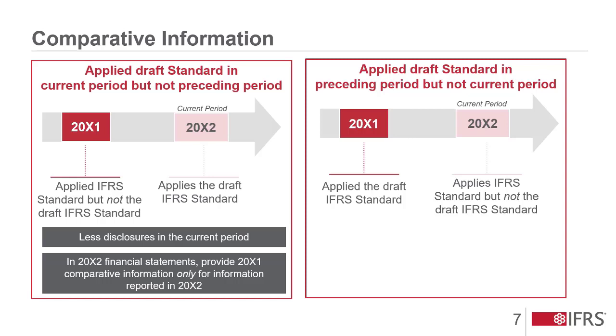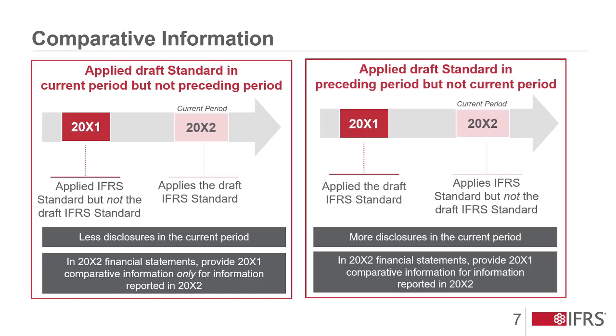On the other hand, let's say we have a subsidiary that applied the draft standard in the preceding period, but elects not to apply it in the current period. This is illustrated in the right diagram. That subsidiary would have more disclosures in its current year financial statements, 20x2, compared to its 20x1. In its 20x2 financial statements, the subsidiary would need to provide 20x1 comparative information for all information reported in the current year. Following the previous example, if there is a disclosure required by IAS 19 that is not proposed in the draft IFRS standard, that disclosure will be required as comparative information in the subsidiary's 20x2 financial statements, even if the information is not disclosed in the preceding year's financial statements.